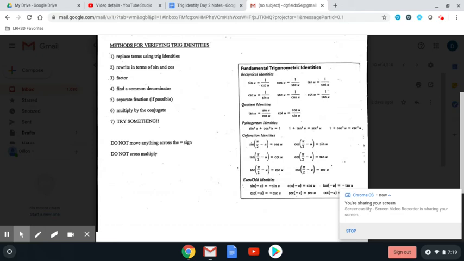Hey guys, all right. So that first day that we talked about verifying using these trig identities, we talked about rewriting everything in terms of sine and cosine first, and that'd be a good strategy to use to start with easier problems to get us there.